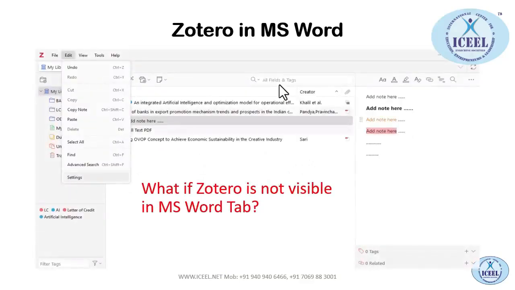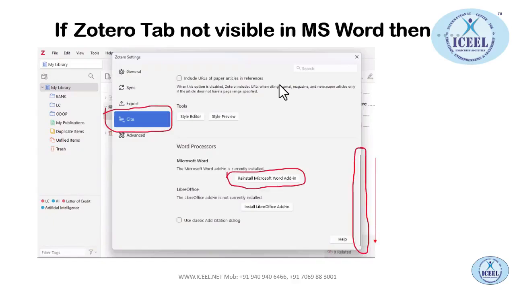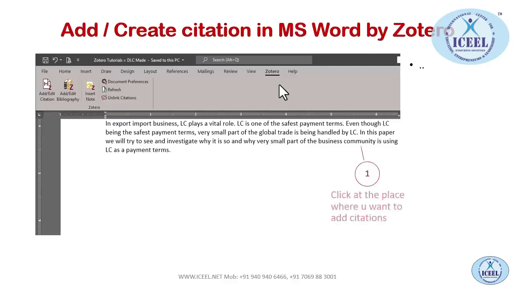First of all, you have to go to Edit and then go to Settings. In Citations, go down. At the bottom, you will see Reinstall Microsoft Word add-ins. If you are using LibreOffice, say for example you are a Linux operator with a Linux operating system, then you have to click on the LibreOffice button. In our case, we are going to click on the first one only, and after that you will be able to see Zotero over here for sure. If not, you can restart the PC or the software if need be. Then Zotero will be reflected there.